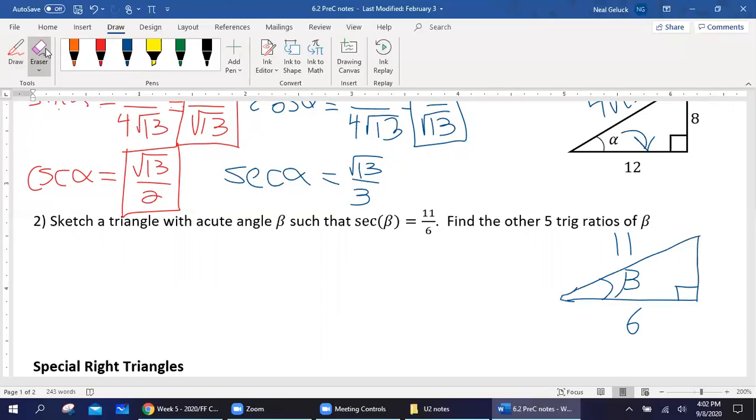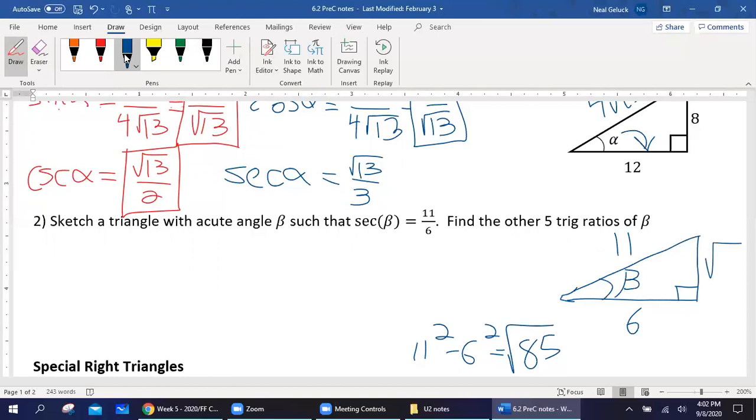Now this is similar to the previous problem. I need to get my missing side. So if I do Pythagorean theorem, I'd have to do 11 squared minus 6 squared, which is going to give me 85. And if you square root that, it doesn't really break down at all. So my missing side is root 85. So root 85 is definitely bigger than 6. So I did not draw my triangle correctly, but who cares? Doesn't matter.